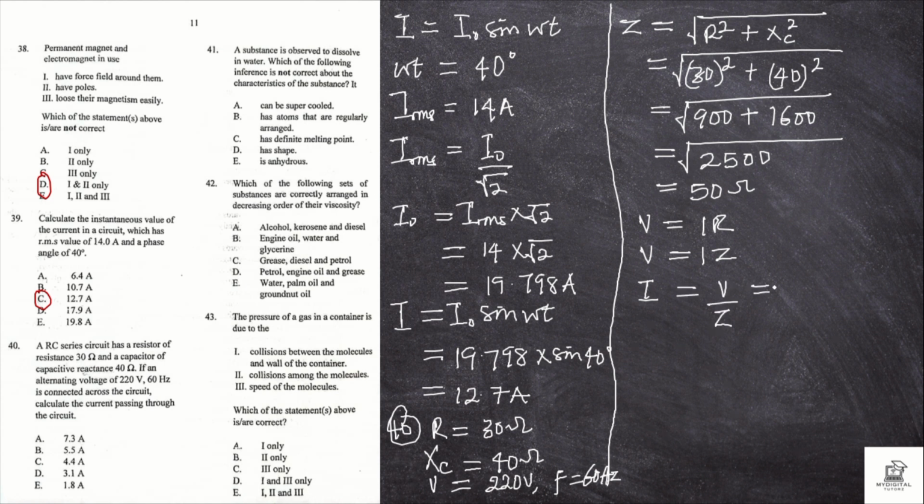So what is our V? That is 220 volts all over Z, which is the impedance, that is over 50. So when you do the division, your I should be equal to 4.4 amp. 4.4 amp.